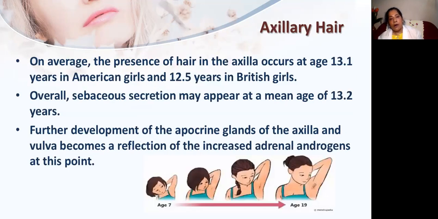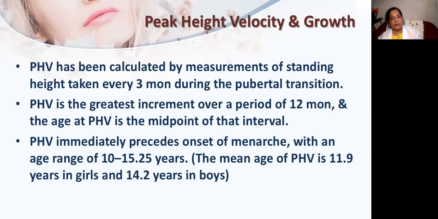Axillary hair. On average, the presence of hair in the axilla occurs at the age of 13.1 years in American girls and 12.5 years in British girls. Sebaceous secretion may appear at a mean age of 13.2. Further development of eccrine glands of the axilla and vulva becomes a reflection of increased adrenal androgens, which occur subsequently. So this is the sequence in which axillary hair growth occurs.